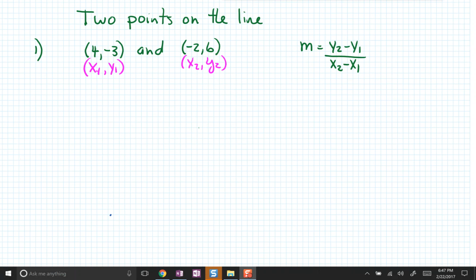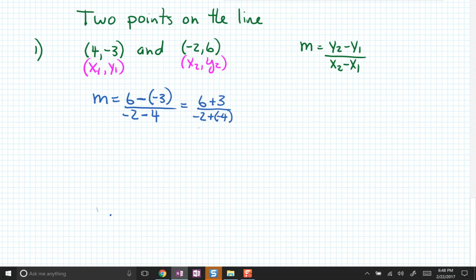Okay, I'm going to go ahead and solve the problem. I'll label my first coordinates x1, y1, and the second coordinates x2, y2. I'm going to use that equation, m equals y2, which is 6, minus y1, which is negative 3, divided by x2, which is negative 2, minus x1, which is 4. So this becomes 6 plus 3 over negative 2 plus negative 4. Top number just becomes 9.